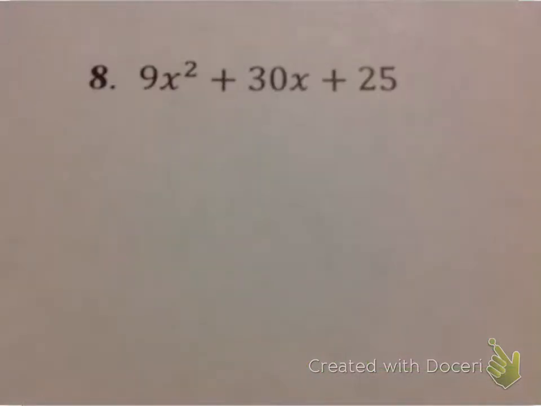Alright, the next problem that was missed a lot, I was really disappointed because this problem, number 8, was on the quiz that I went over with each person individually. It was the exact same problem. The first thing you should do is check to see, do these 3 terms have anything in common? 9 and 30 are divisible by 3, but 25 is not. So 30 and 25 are divisible by 5, but 9 is not, so we can't do that.